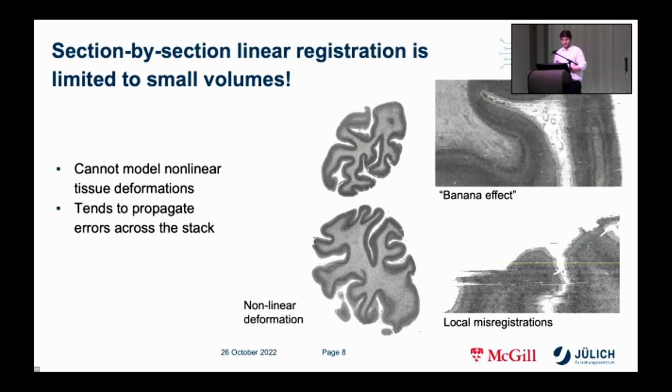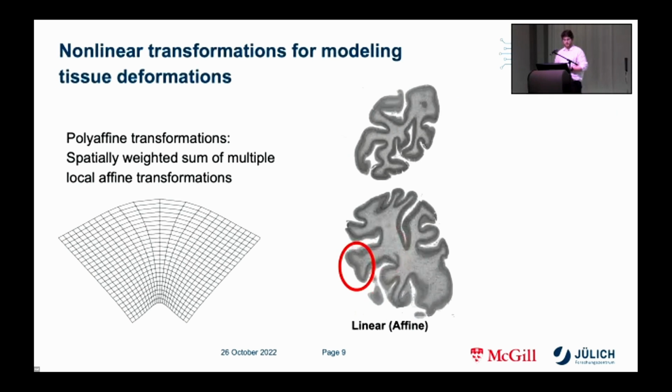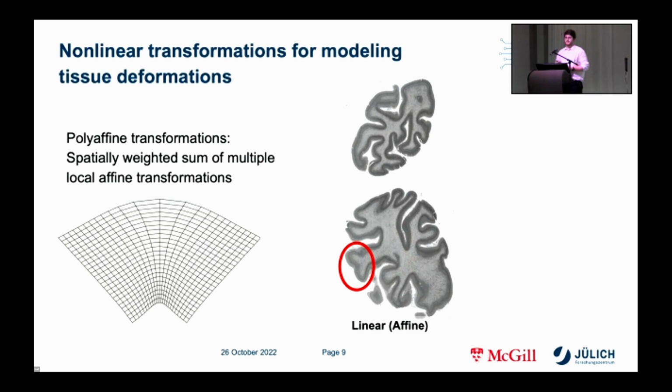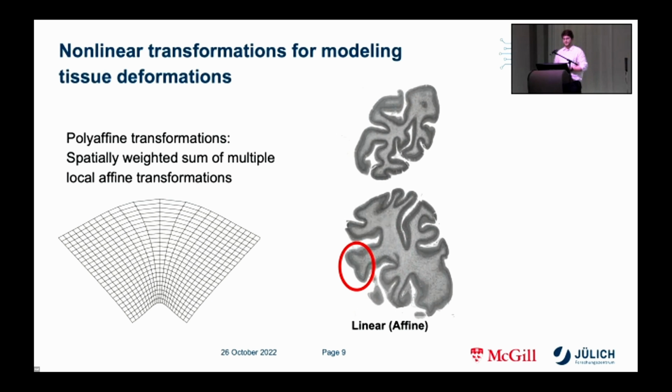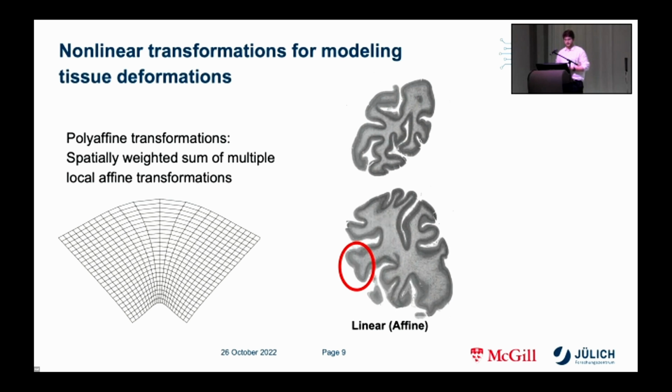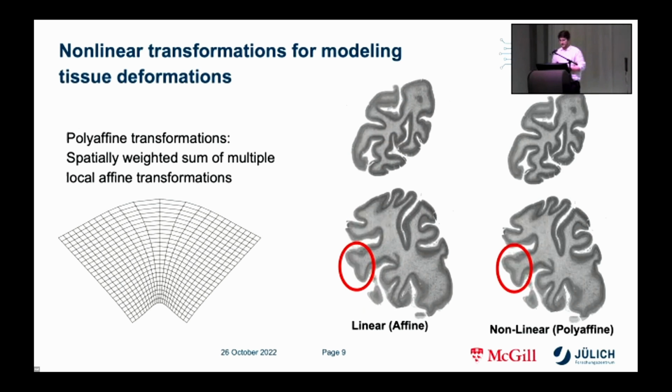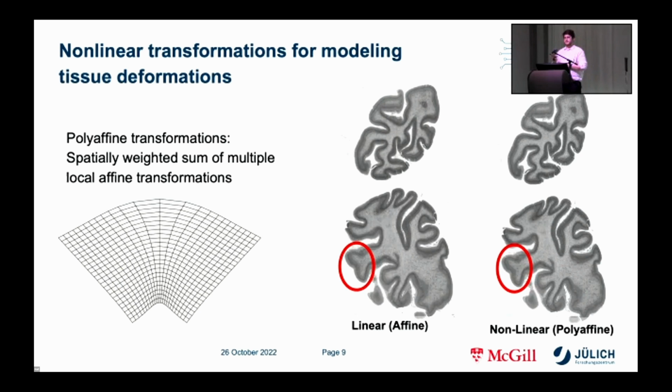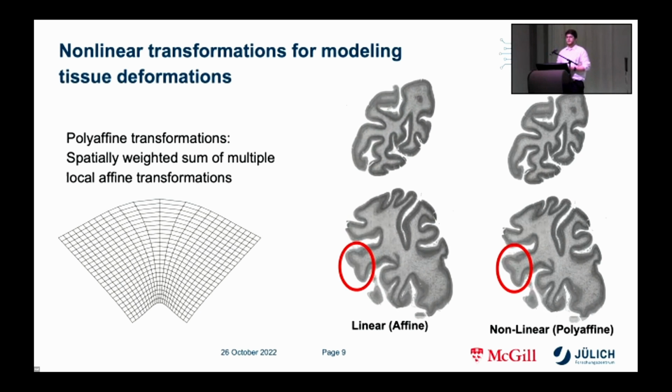Okay, now to the first problem, the nonlinear deformations. It's a quite easy solution. We just use nonlinear transformations, in our case, polyaffine transformations. And as you can see, the results look much better. We can deform 2 hemispheres at the same time, and we can deform all nonlinear deformation in 1 hemisphere as well.